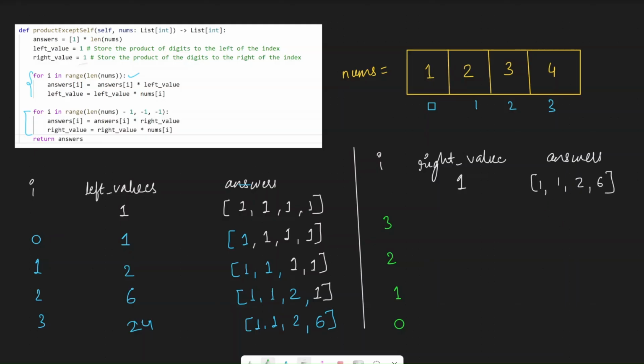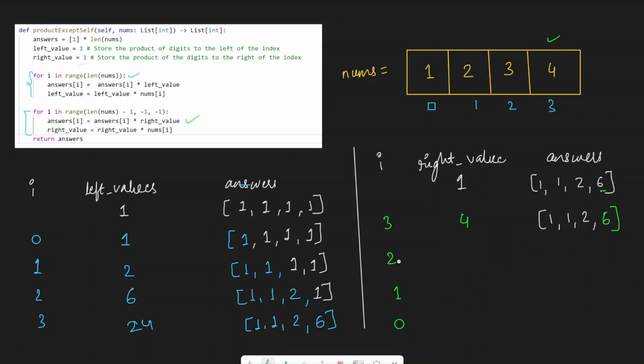Our answers now would be, we enter this condition. So answers of I, which is this location, we have to update. So I'm keeping the rest of the things as same, 1, 1, 2. And to evaluate this, all we do is answers of I multiplied by right value. So answers of I, which is answers of 3, is 6, multiplied by the current right value is 1. This will be equal to 6. Then we update our right. So right value is current right value 1 multiplied by the digit at the current index. So 1 multiplied by 4 is 4.